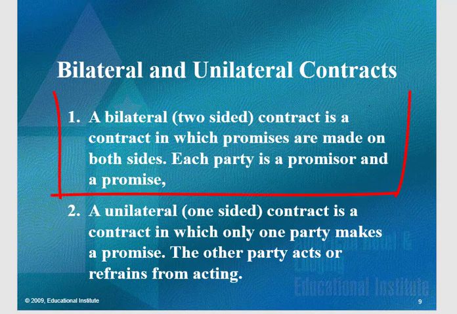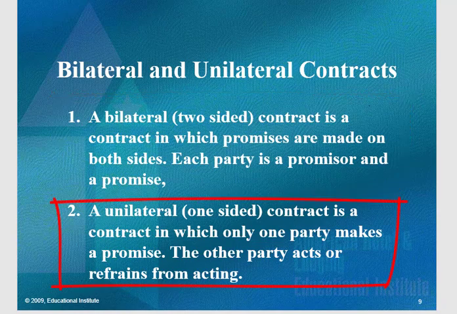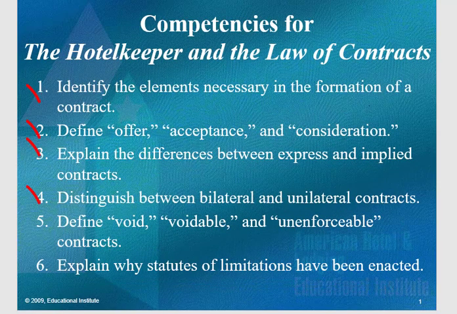In a bilateral contract, the contract is formed, it is enforceable immediately when the promises are exchanged. In a unilateral contract, the contract is not formed and therefore enforceable until the second party acts or refrains from acting. So the act of performance, or refraining in this case, is the acceptance and creates the formation of the contract. So that brings us to our 5th competency, defining void, voidable, and unenforceable contracts.